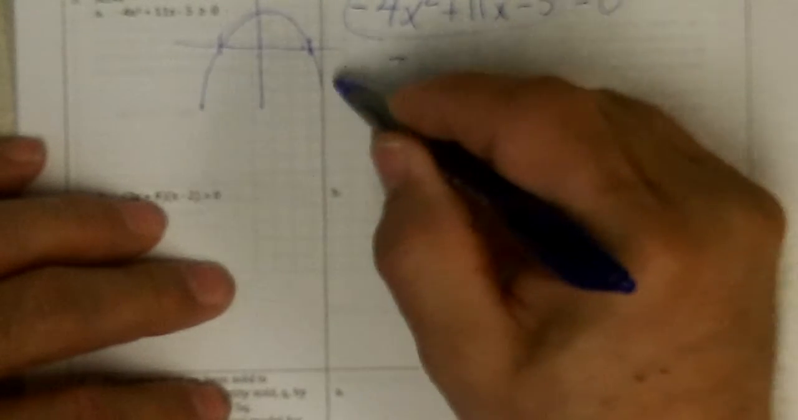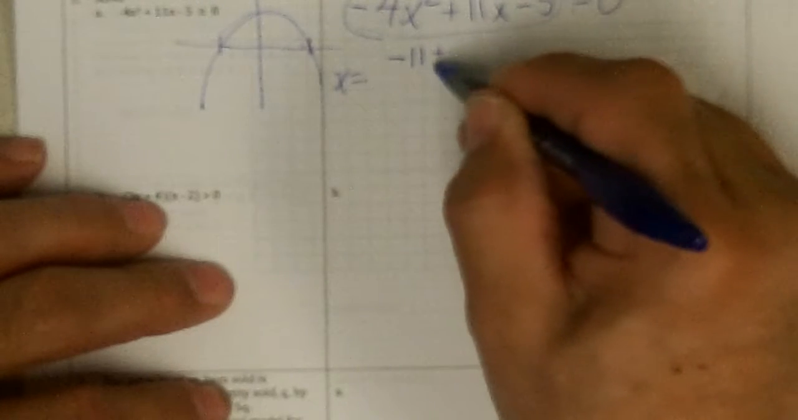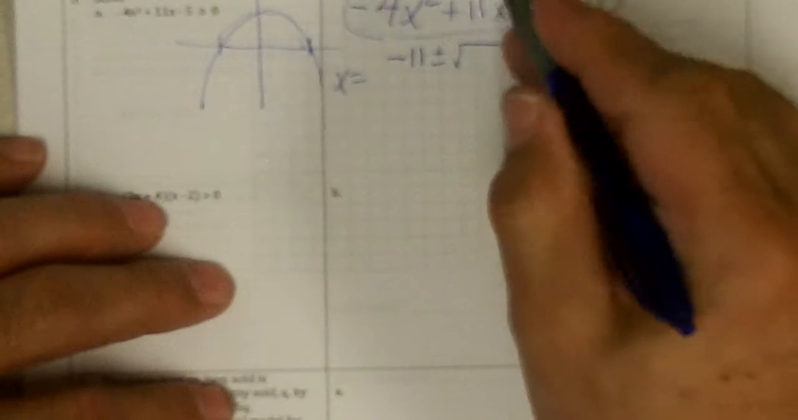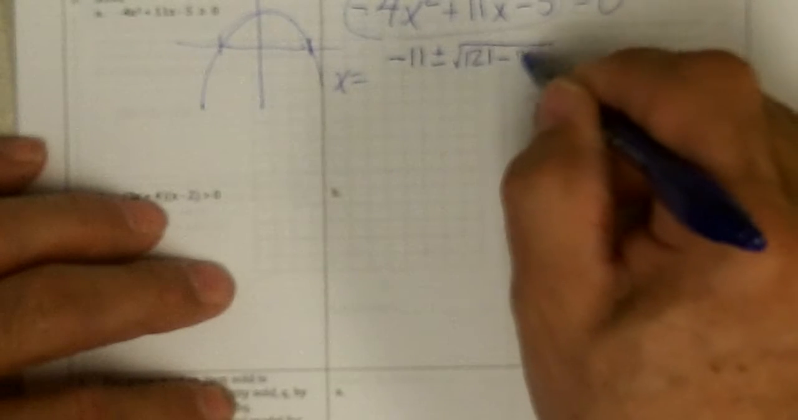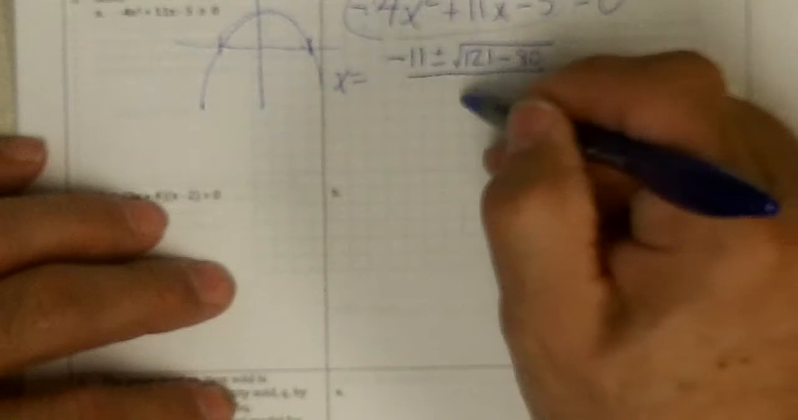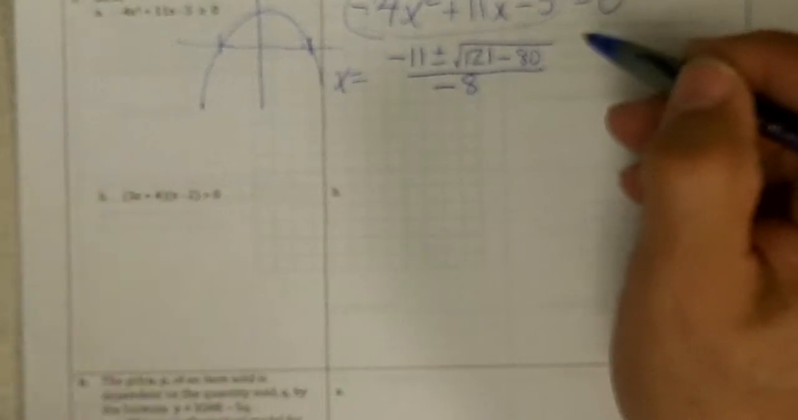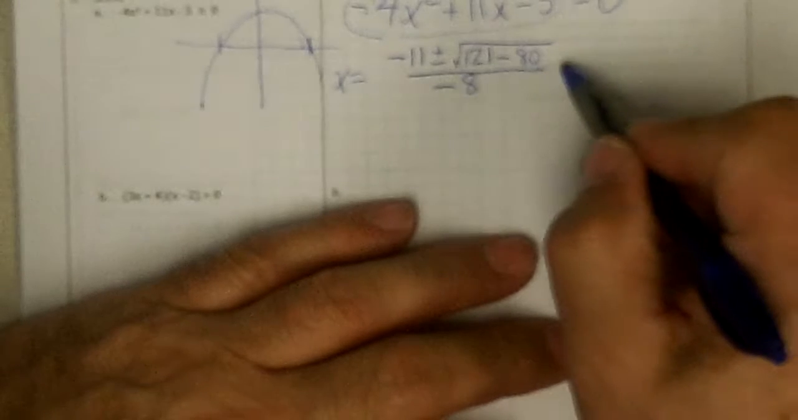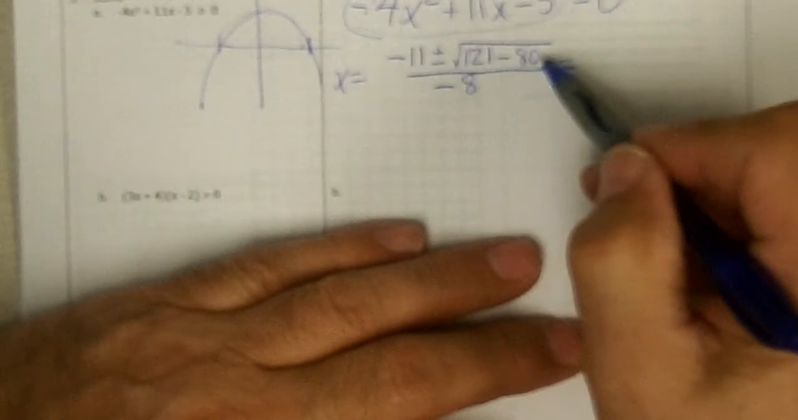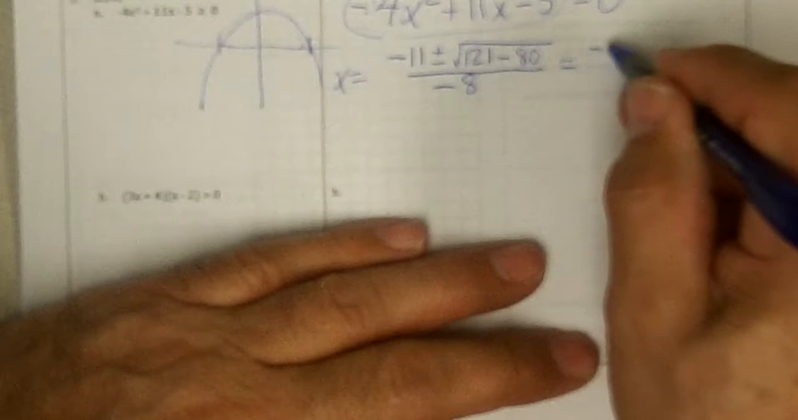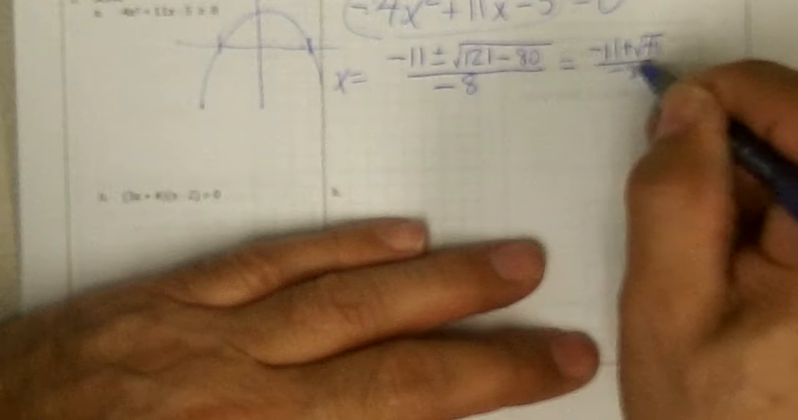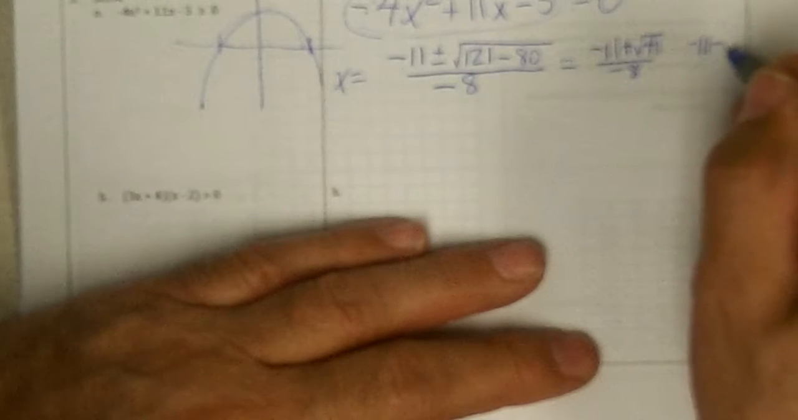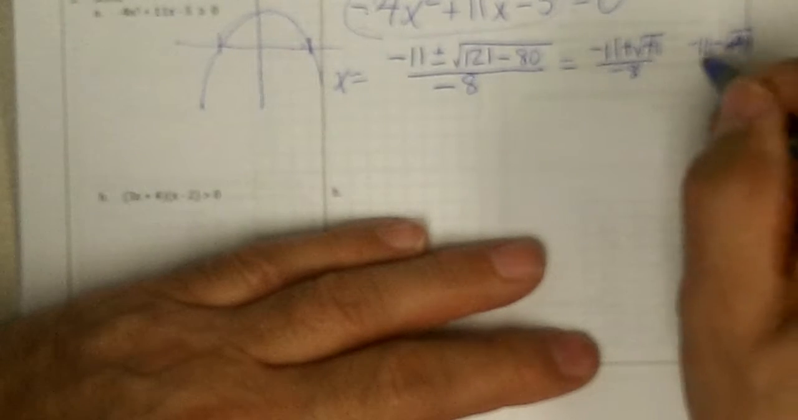Now I might be able to factor, but I'm just going to use the quadratic formula. X equals the opposite of b plus or minus the square root of b squared minus 4 times a times c, which would be positive 16 times negative 5, which is negative 80, all over 2 times a, which should be 2 times negative 4, or negative 8. So that becomes, see, 121 minus 80 is 41, and so I have negative 11 plus the square root of 41 over negative 8, and negative 11 minus the square root of 41 over negative 8.